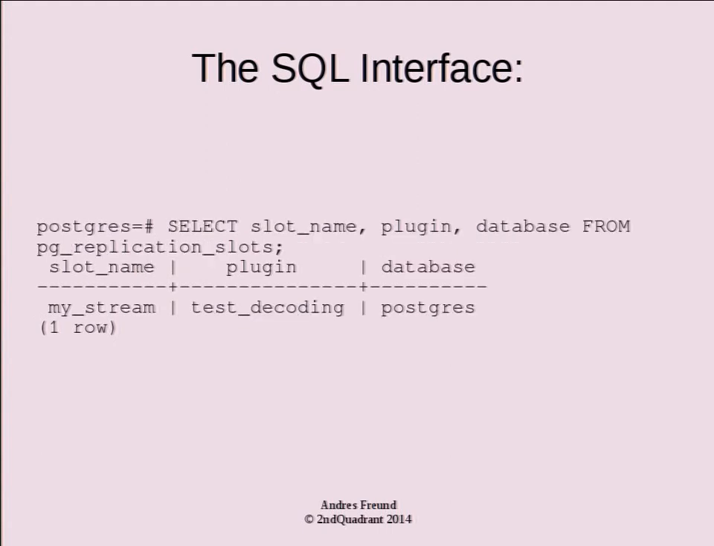And we have a nice overview of which replication slots are already created. That's the pg_replication_slots view, and that just shows you all the registered slots. Obviously, in this example, I had only created one. There are also other kinds of slots, but I'm not going to talk about those today.